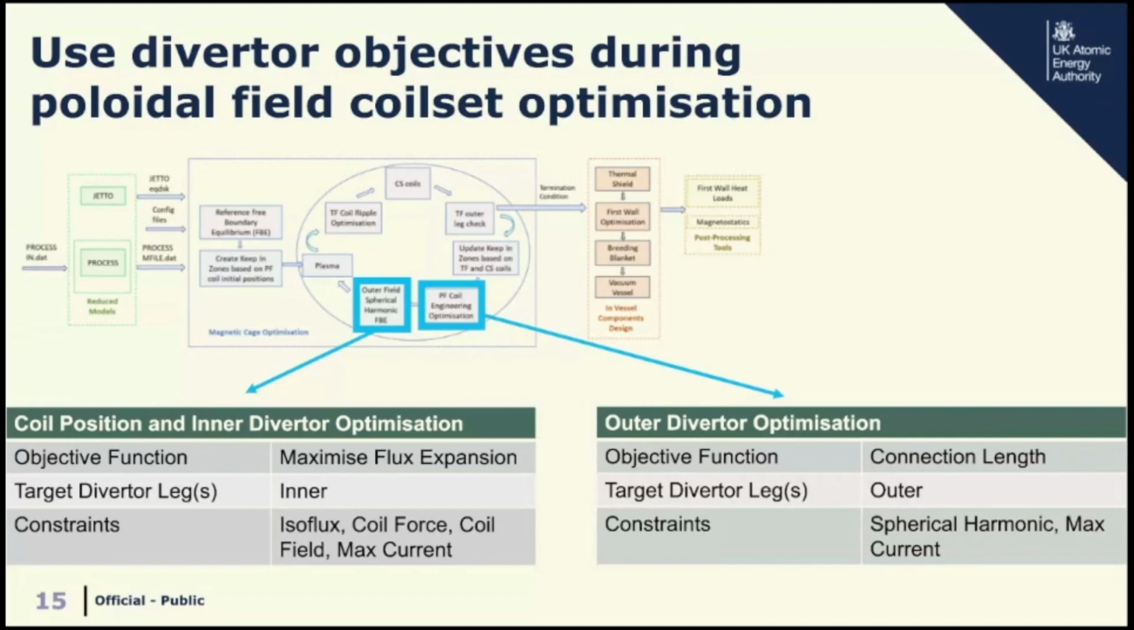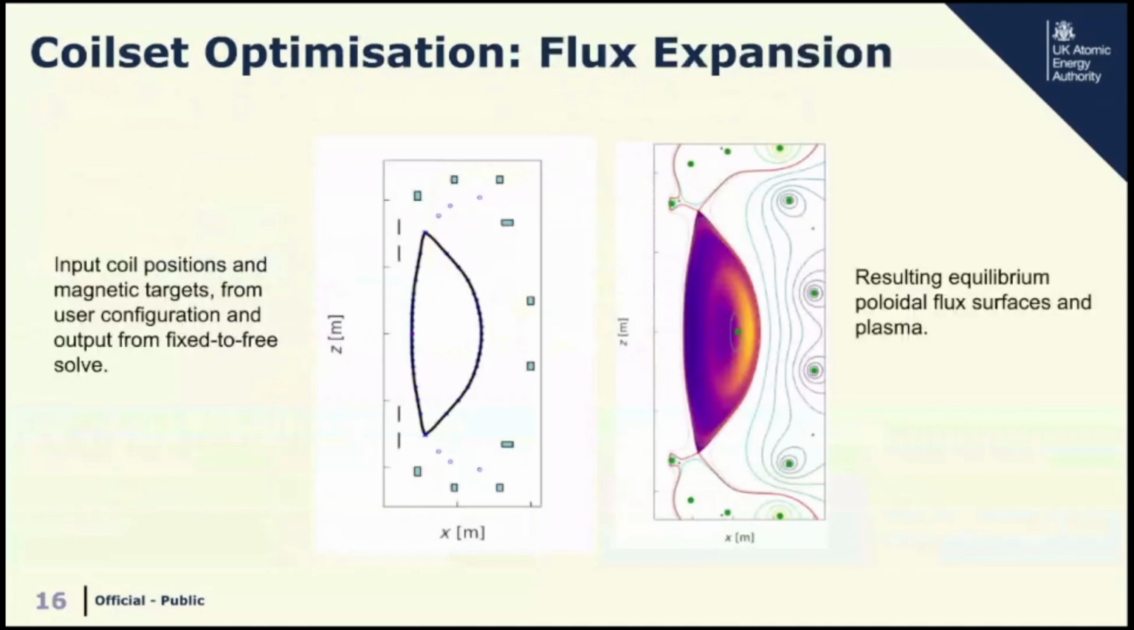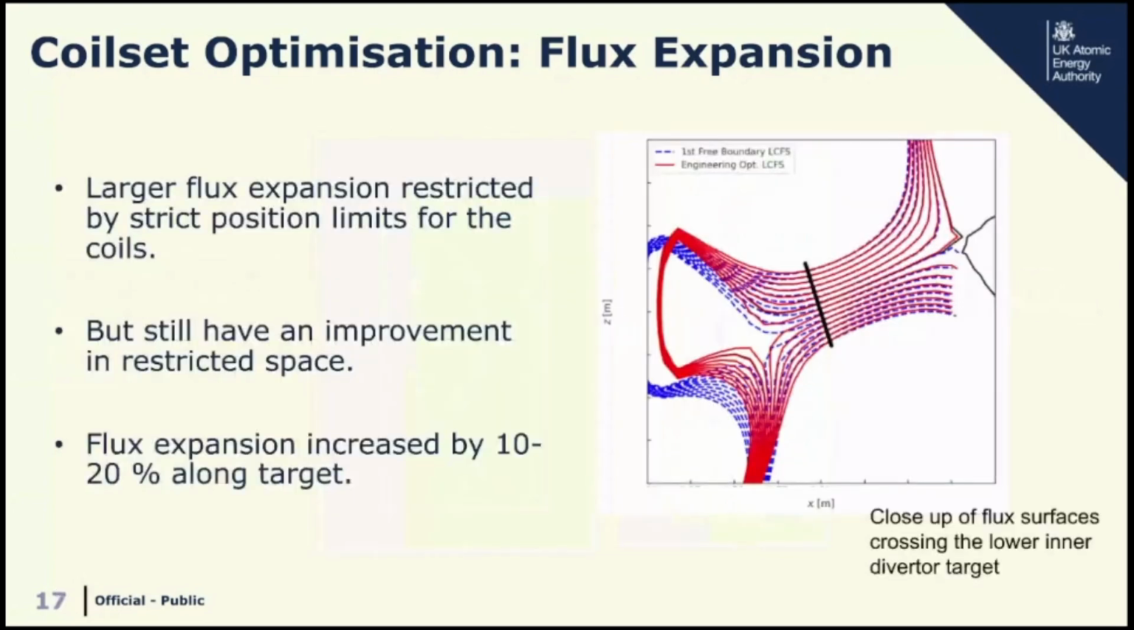So first of all, the flux expansion optimization. The figure on the left-hand side shows the input coil positions. We are also optimizing for coil position during this particular phase, as well as the magnetic targets that we've set for the last closed flux surface and then the outer leg. The figure on the right-hand side shows the resulting plasma equilibrium, but I'm going to show you a zoomed-in close-up of the inner divertor leg.